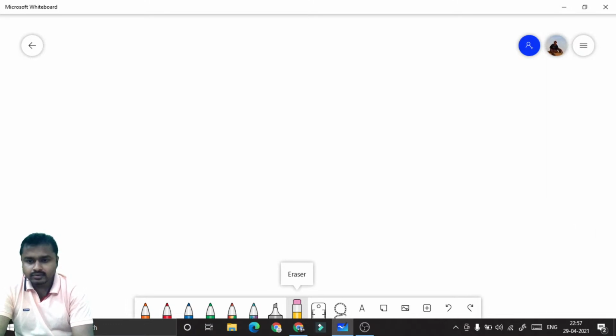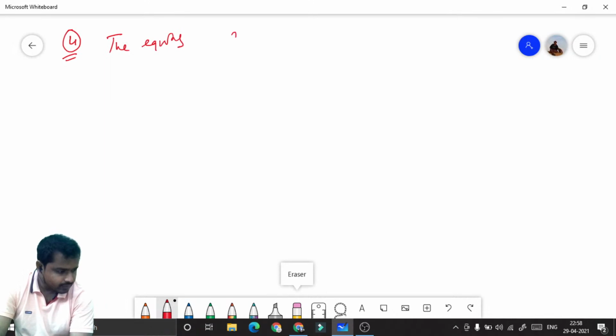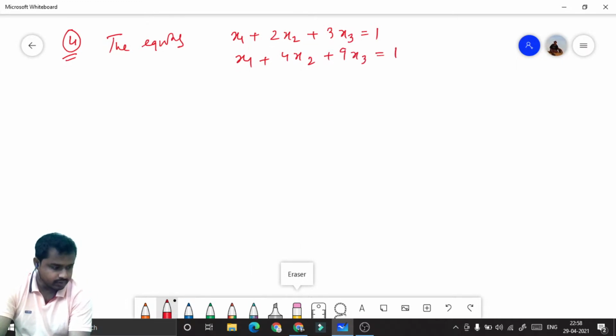So the next problem, I think question number 4. It says that a system of equations is given to us: x1 plus 2x2 plus 3x3 is equal to 1, x1 plus 4x2 plus 9x3 is equal to 1, x1 plus 8x2 plus 27x3 is equal to 1.